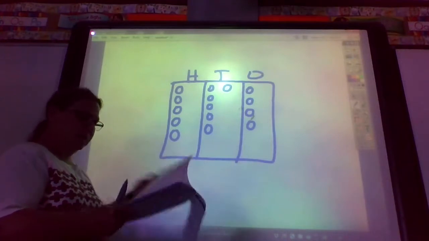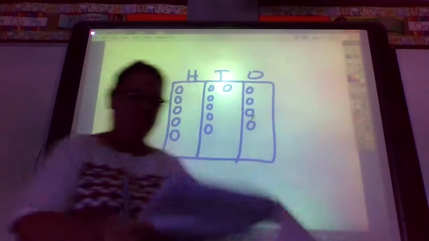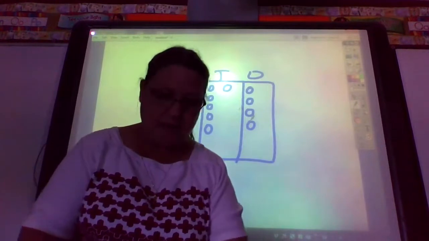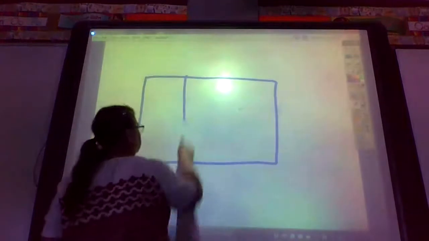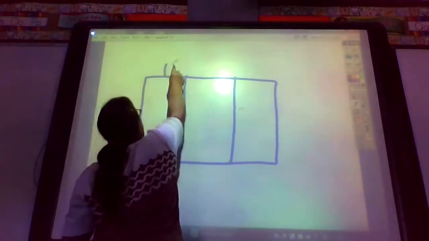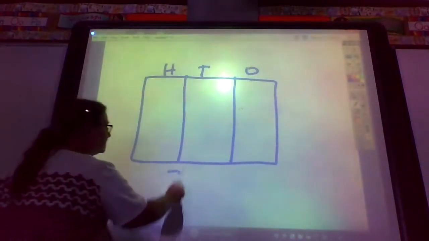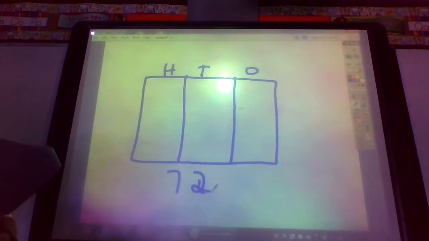So if you would go to the problem set, we're going to do part of the problem set. Here's the problem set that you have. It looks like this. Just empty place value charts. Number 1 has a place value chart. I need you to label the place value chart. Label it hundreds, tens, ones. Okay? My number is 72. 72 is my number that I'm going to put in my place value chart.